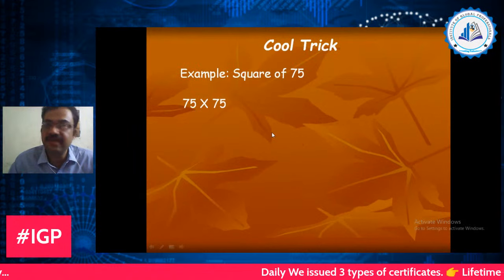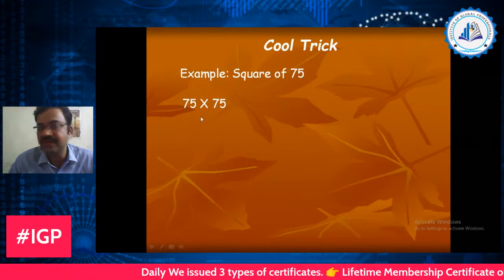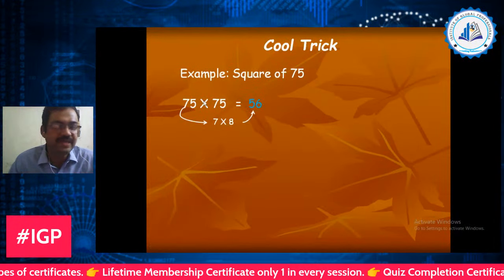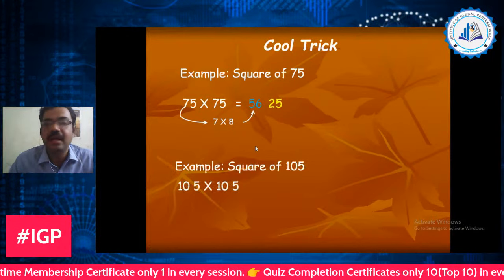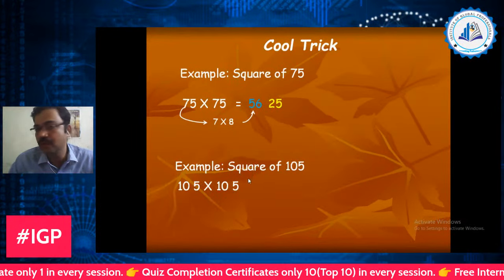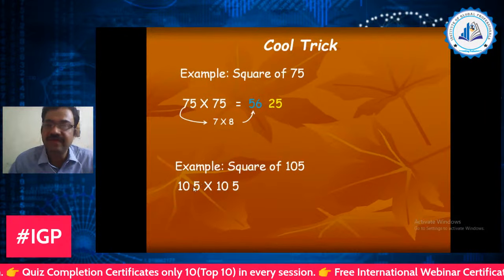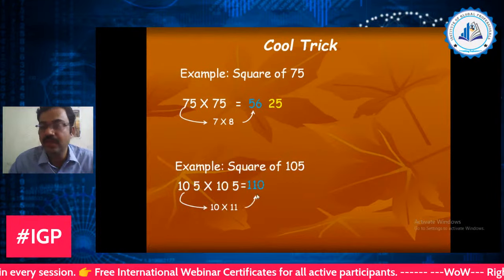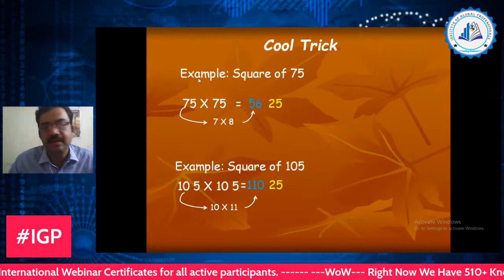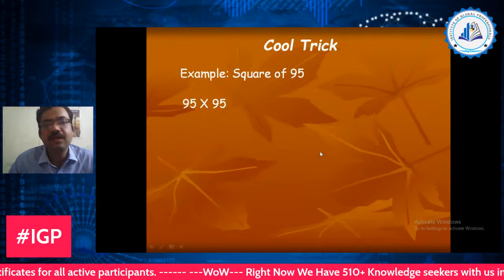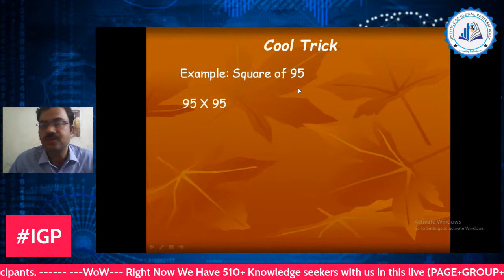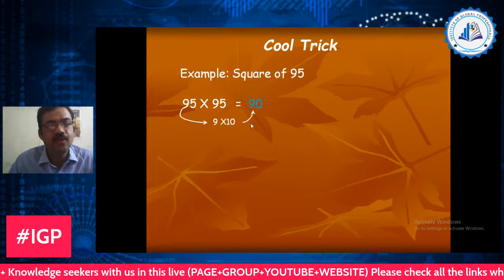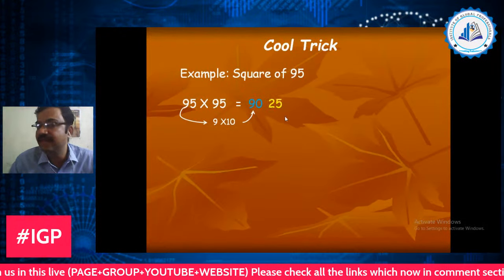Now we understand this method with another example. If we want to square 75, first we multiply 7 by 8, we get 56, and we write 25. Now another example: to square 105, first we multiply 10 by one more digit, 11, we get 110, and then write 25. That is, we give the answer in only one line. Now suppose we want to square 95: first we multiply 9 by one more digit, 10, we get 90, and then simply write 25.